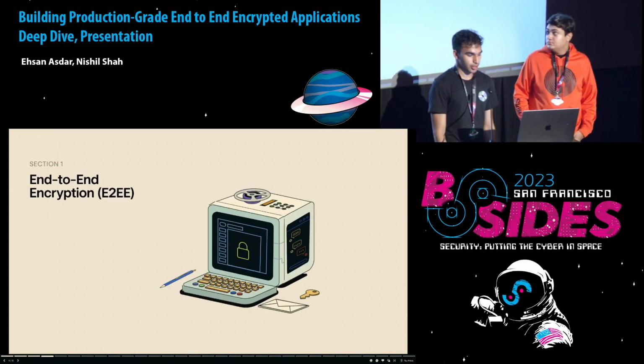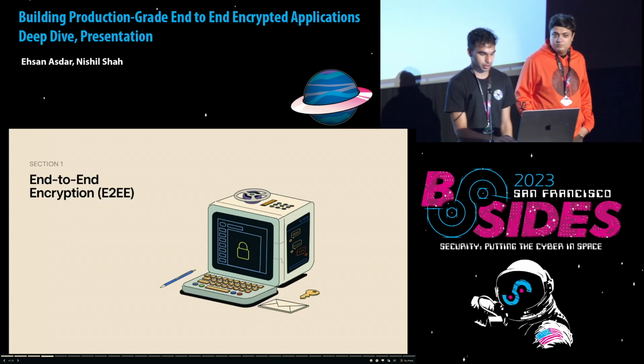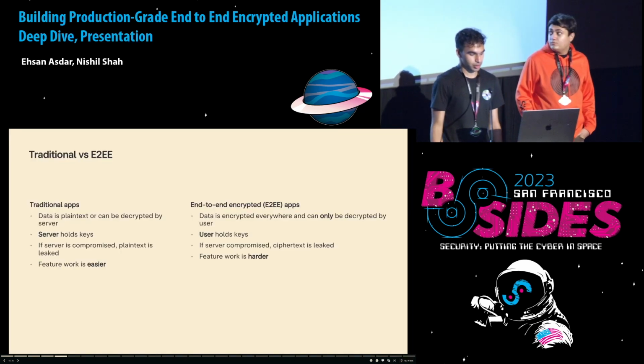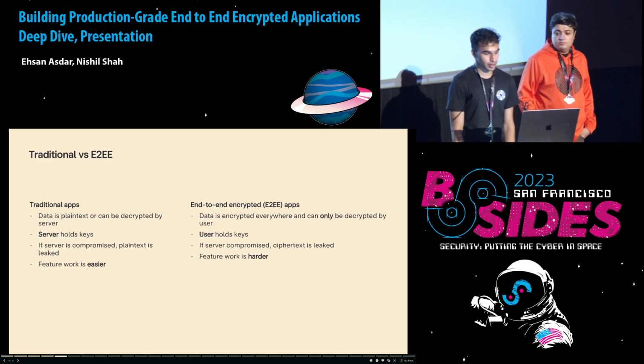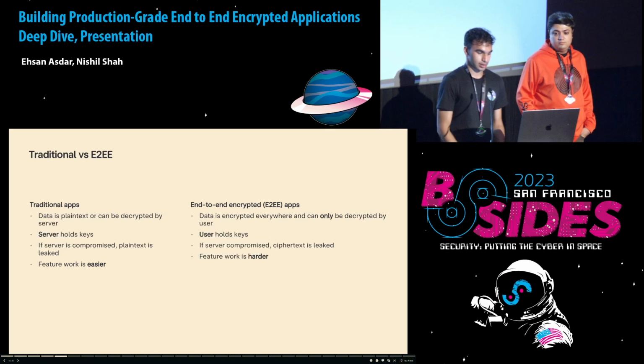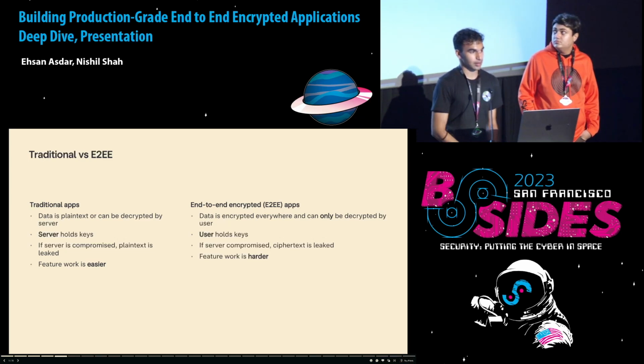To start, we'll talk a little bit about end-to-end encrypted applications and how they differ from traditional applications. In a traditional application, let's take the example of a traditional email service provider. The email you send to a friend is going to be in plain text or can be decrypted by the server that is providing the service. In a sense, we can say that the server, this email service provider, holds the keys to your email. And if the server is compromised, it's potentially possible for the contents of your email to be leaked.